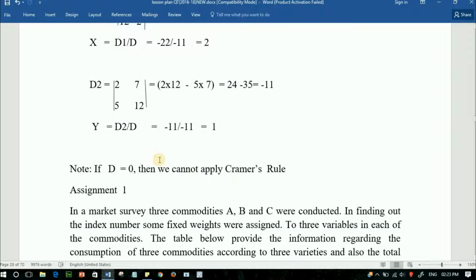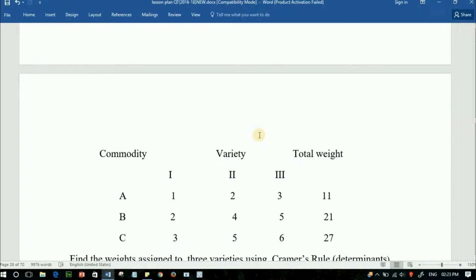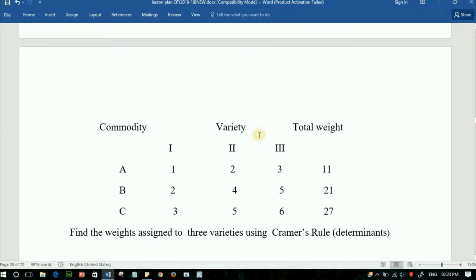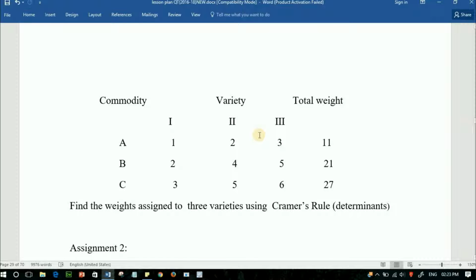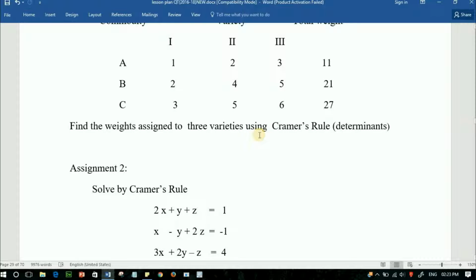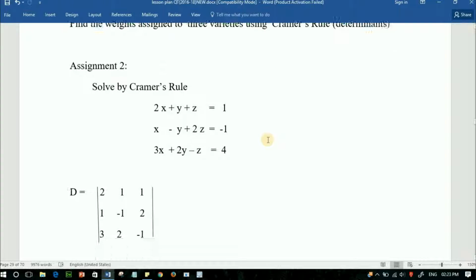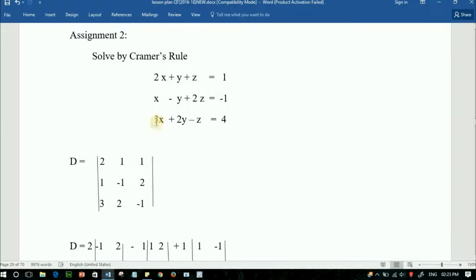What happens if D is equal to 0? If the determinant of the base matrix is 0, then we cannot apply Cramer's rule for that problem. Another example we are going to discuss is a case study with commodities A, B, C and varieties 1, 2, 3. Find the weights assigned to the three weights using Cramer's rule. In this case we take x, y, z as the weights and solve by Cramer's rule. Another example is 2x plus y plus z is equal to 1, x minus y plus 2z is equal to 1, and 3x plus 2y minus z is equal to 4.